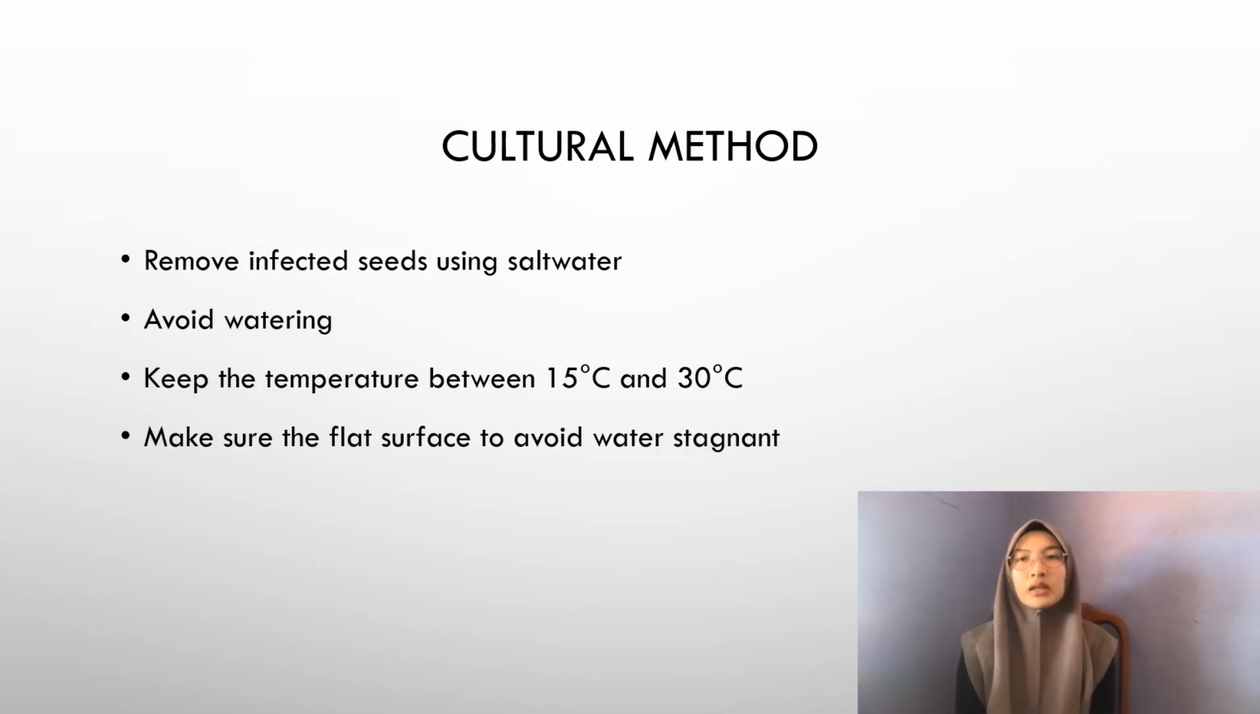Next, the control method for grain rot, which is cultural control. First, remove the infected seeds using salt water with a specific gravity of 1.18. Second, avoid overwatering so the disease does not spread easily. Third, keep the temperature between 15 to 30 degrees Celsius. Last, we need to make sure the surface is flat to avoid stagnant water.